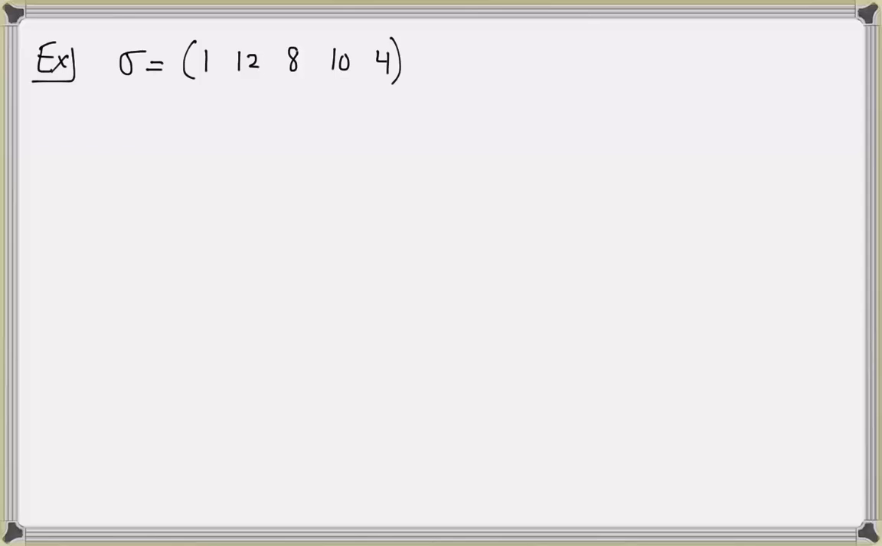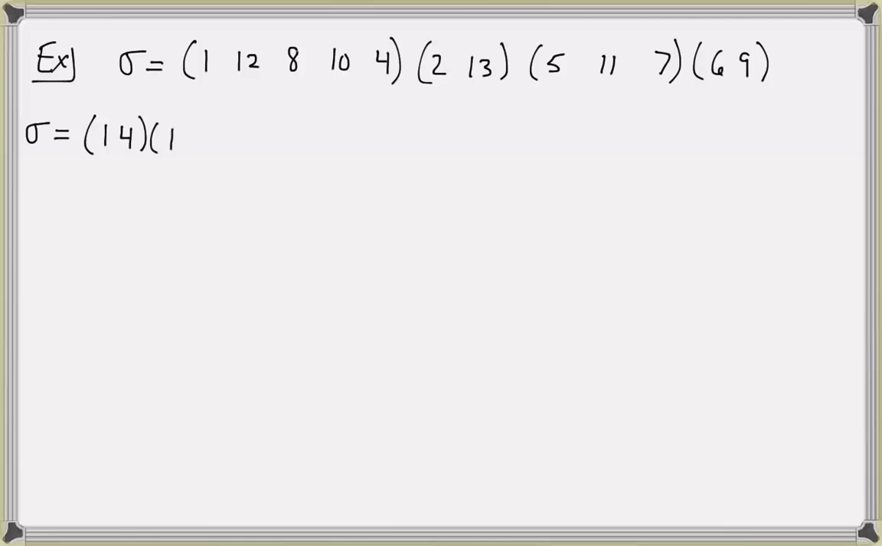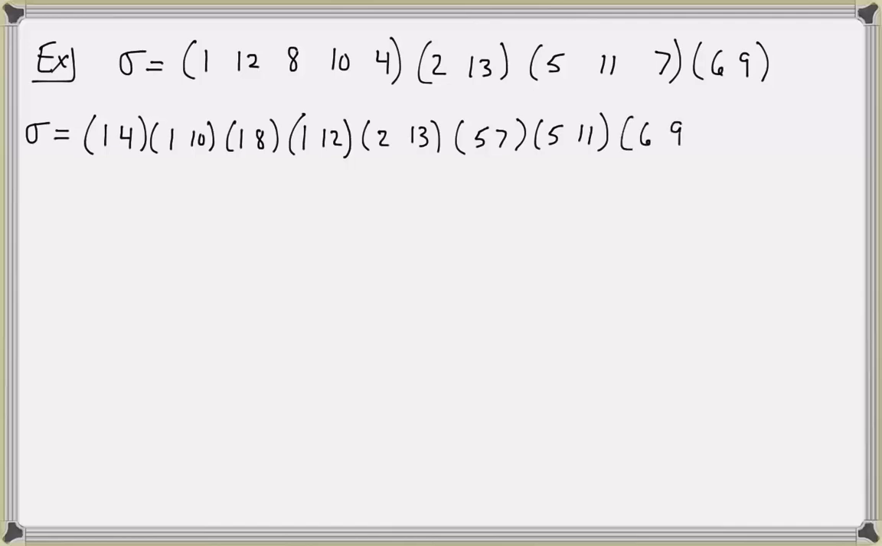So if you have sigma equal to the 5-cycle (1 12 8 10 4), then the 2-cycle (2 13), then (5 11 7), and finally the transposition (6 9). We can again just use the process that we demonstrated before on each cycle. The first 5-cycle I can write as the product (1 4)(1 10)(1 8)(1 12), then (2 13) is already a transposition. I can write (5 11 7) as the product (5 7)(5 11), and then the last 2-cycle is (6 9). So we just apply the same process to any cycle. If we can write a permutation as a product of disjoint cycles, then you can just break down each disjoint cycle as a product of transpositions.